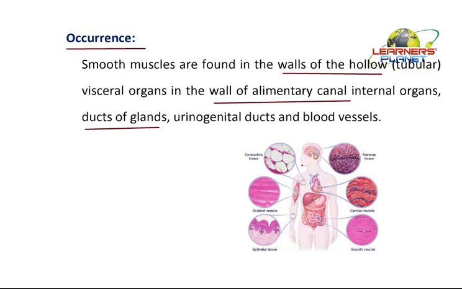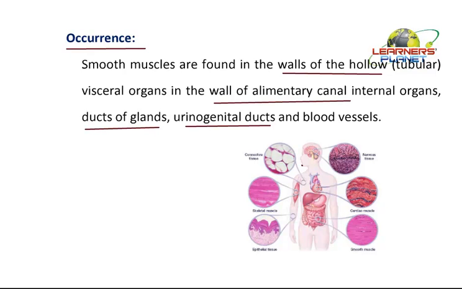Similarly, they are present in the urinogenital ducts. Urinogenital means what? The duct which is associated with the urinary system and the genital system. For example, let us say when the sperms are produced. So these sperms which are produced by the testes of a male, they will be transported to the urethra through the vas deferens. Then once it reaches the urethra, it will be transported to outside. So these ducts like vas deferens or the urethra which is present inside the penis, it is actually supported by the smooth muscles.